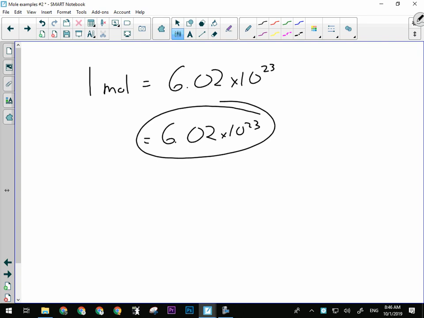In the same way that if I have a dozen oranges, a dozen apples, a dozen donuts, a dozen eggs, it's always 12. It doesn't matter what I apply it to, that word represents always 12. This number is always 1 mole. It doesn't matter what I'm dealing with.